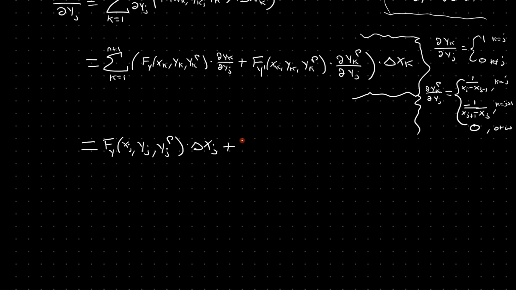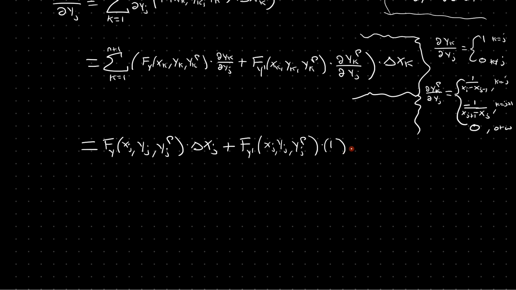So this will be fy prime. When k equals j, you have xj, yj, yjp. This is going to be 1 over xj minus xj minus 1, which is in reality delta xj, but we're multiplying by delta xj. So this will just be equal to 1 here. The coefficients cancel out. The delta xj cancels with this delta xj.